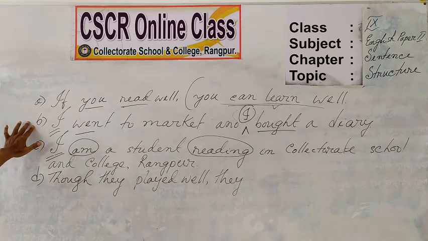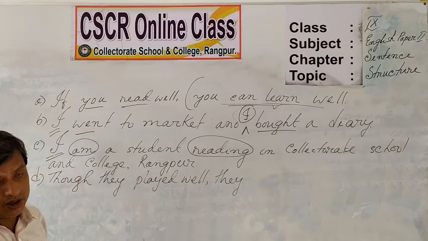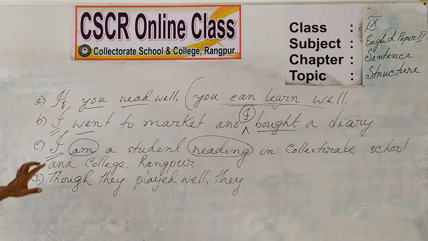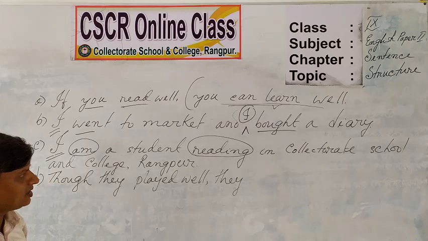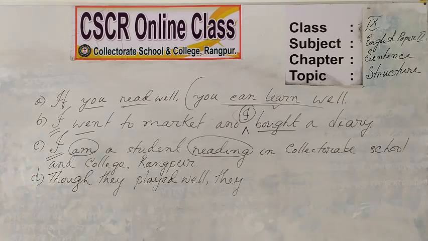Dear students, look at sentence B. I went to market and I bought a diary. If we read the two parts separately, I went to market gives the full meaning. Again another part, I bought a diary, also gives the full meaning. So this sentence can be defined as a compound sentence.